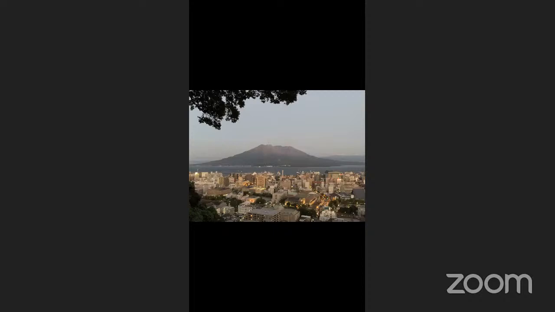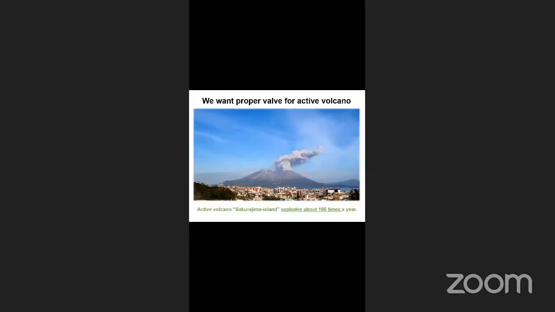If you have a chance to come to Japan, please visit Kagoshima Prefecture and see Sakurajima Island. But the active volcano Sakurajima Island explodes about 100 times a year. So we want a proper valve for this active volcano. Thank you for your attention. Thank you very much.